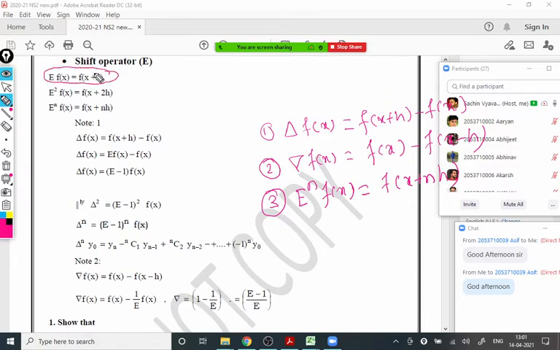E of fx is f of x plus h. E square of fx is f of x plus 2h. E raised to n of fx is f of x plus nh. So these three are the most important formulas that we require for derivation purposes. Generally, the 2 marks questions come on these three operators only. So this topic has a very small weightage actually. So these are the three definitions you should know.